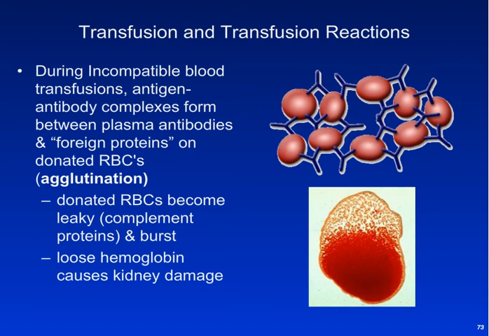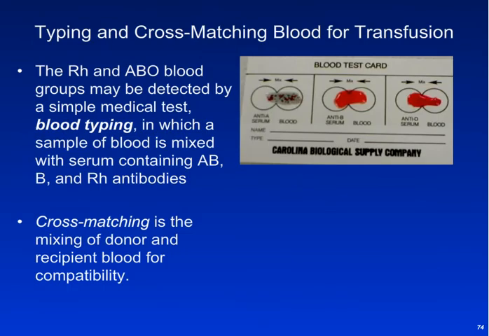And that's why we do blood typing, and we also try to cross match a little of the blood before we do a transfusion. So one of the things we're going to be doing in the lab in the next week or two is doing some blood typing. And blood typing is actually a very, very simple process.